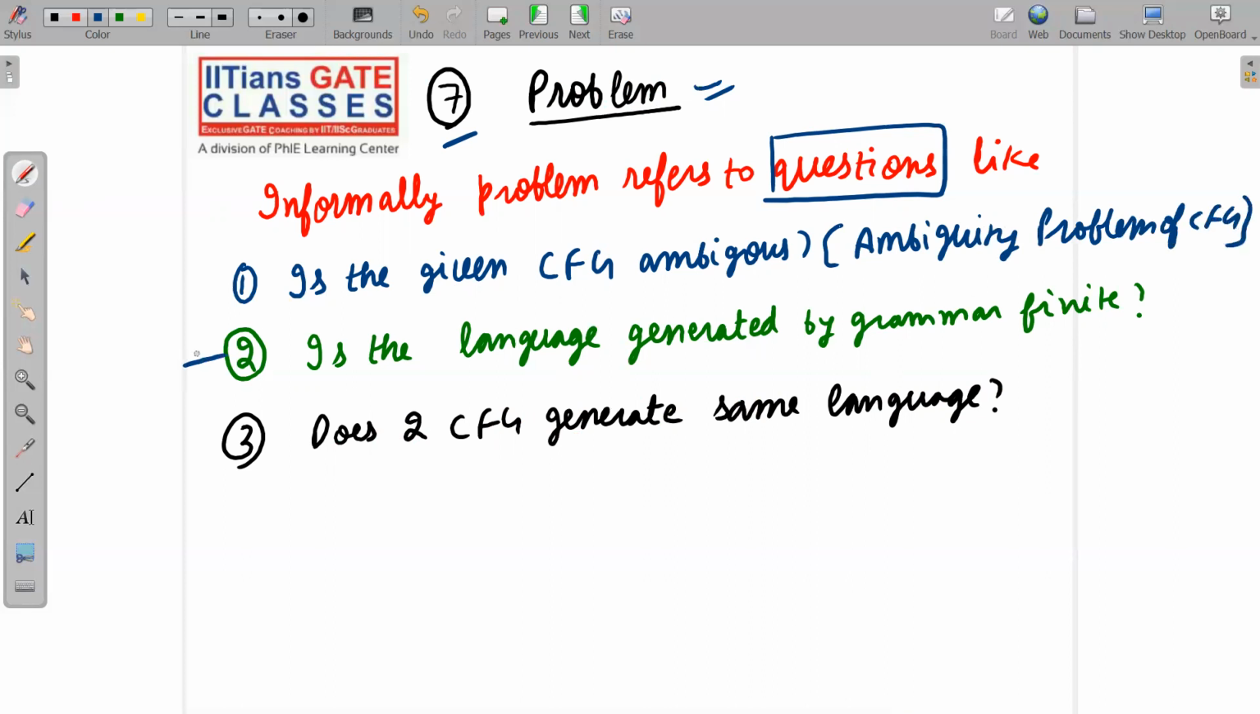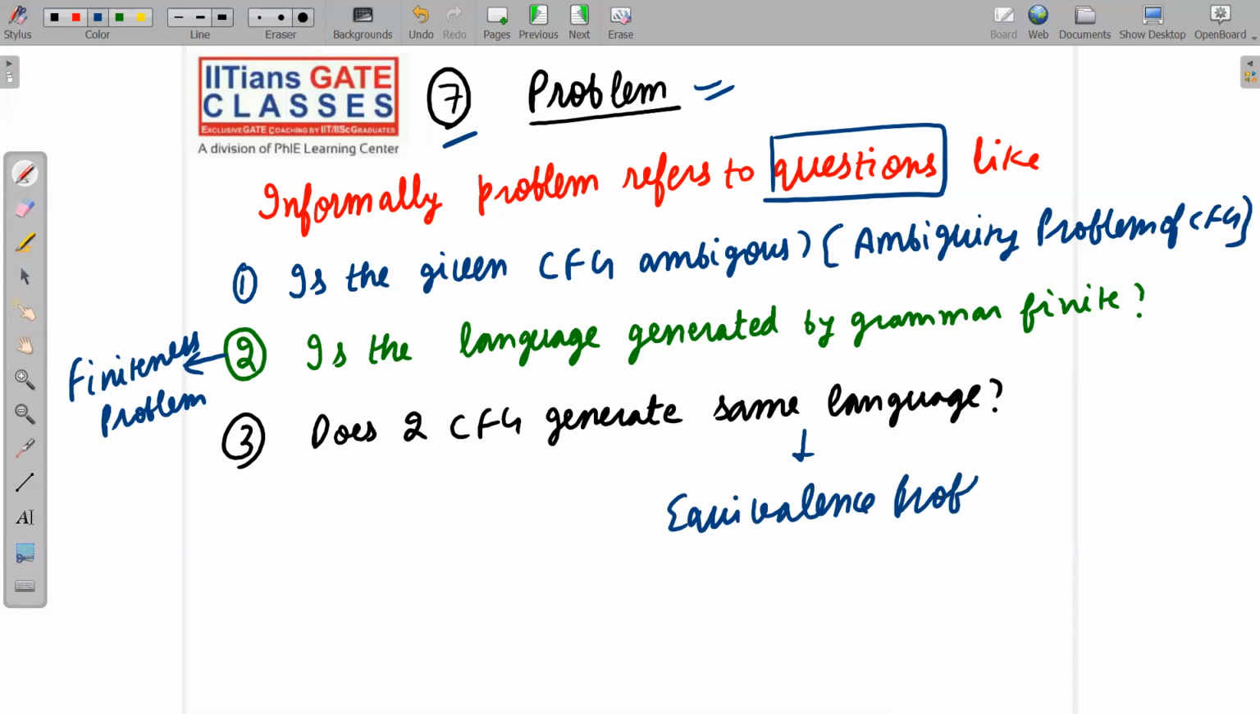If you want me to label this, I will say, is the language generated by the grammar finite? So this is known as the finiteness problem. Anyway, please don't worry about these names. I am going to tell you about each and everything in pretty much detail. Next is, do two context-free grammars generate the same language? So it is nothing but the equivalence problem of CFG, context-free grammar.